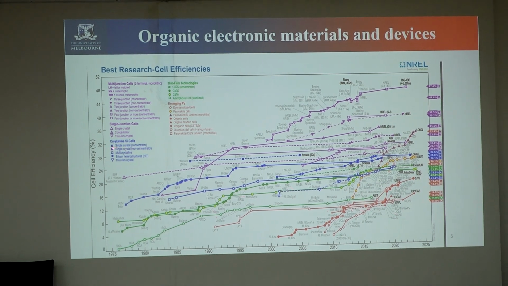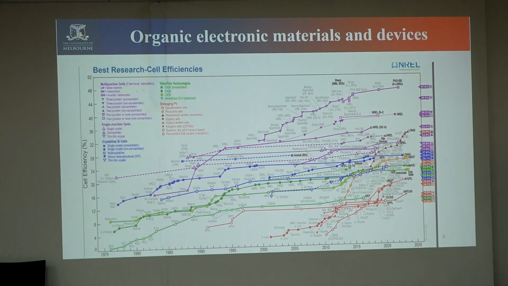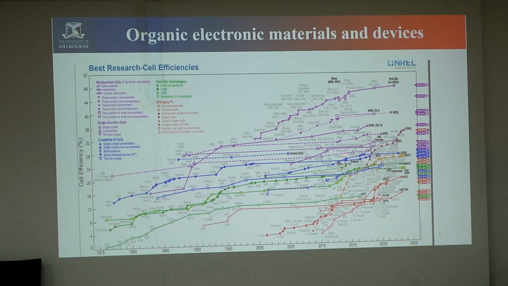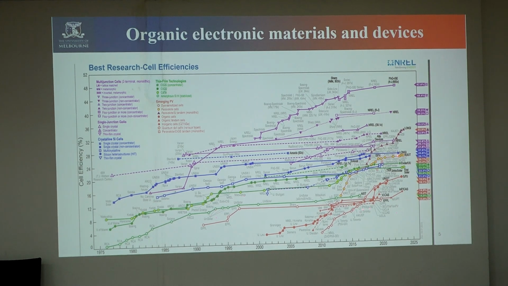Non-concentrated, this is silicon, and it comes from silicon heterojunction. The performance is around 26.1. The best silicon cell reported so far is 26.1. Next is perovskite, and perovskite is also close to 26.1.